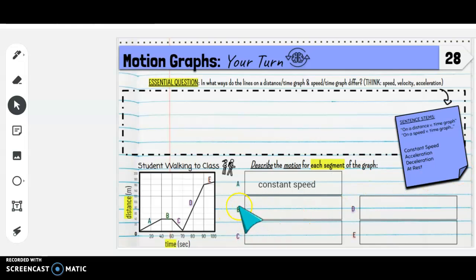Looking at the next segment, for segment B, we have a line that's going straight across. So that means the distance is not changing. So for B, that means the student was at rest. There was no motion. Maybe they stopped to talk to a friend.